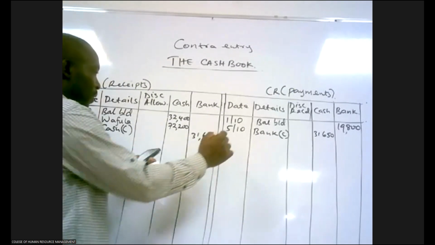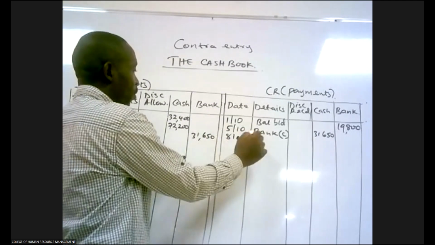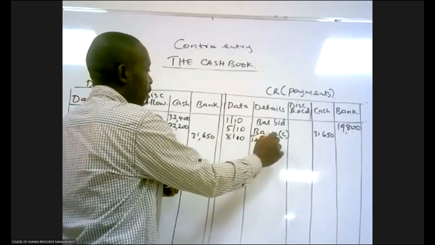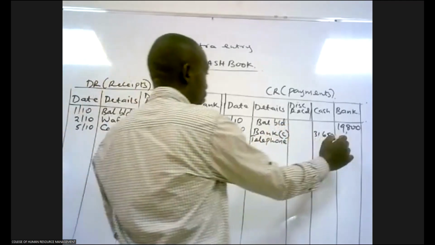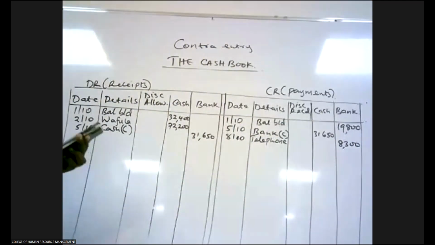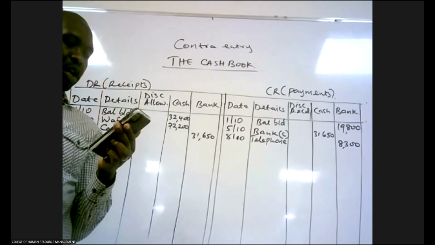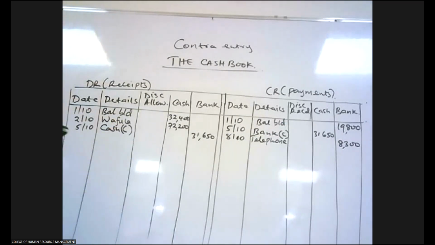Then we go to 8th, paid telephone by cheque. So that one is the payment. On 8th of 10, you write here what you paid. Telephone. How much? 8,300 by cheque. So you put it there. On 9, made credit purchases worth 2,800 from Abdi. Again, anything on credit, leave it. On the date of purchase, don't consider it because there was no cash in, no cash out.